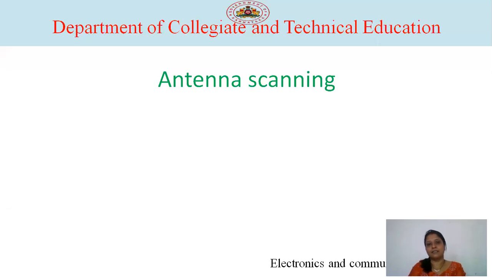Now, what is antenna scanning here? Basically, before going to antenna scanning, if you just go through the radar applications here, the radar is mainly designed for two purposes. That is to find the target, identification of the target, or to locate the target. And afterwards, once it is located, it can be tracked, continuously following that particular target.